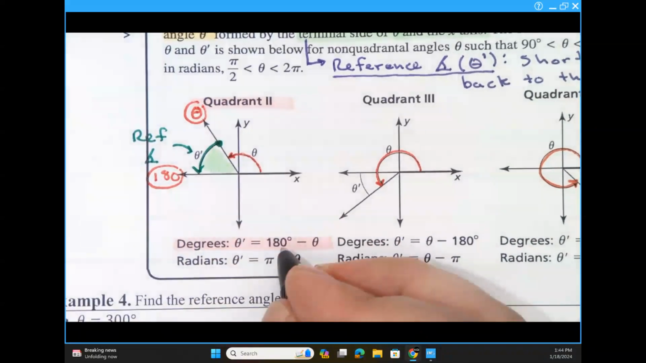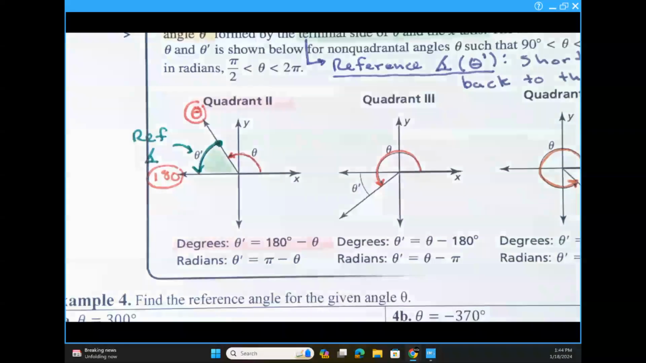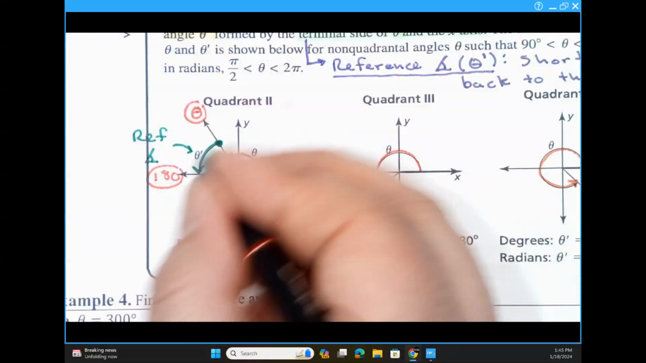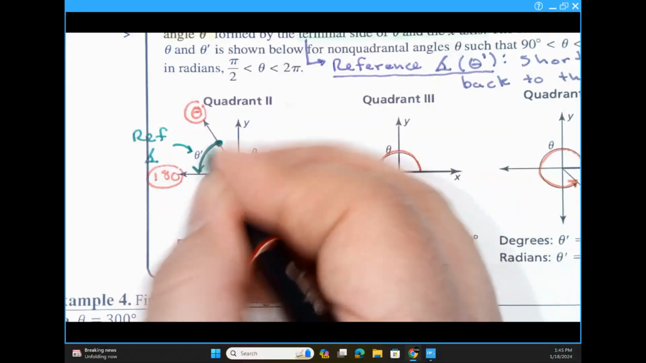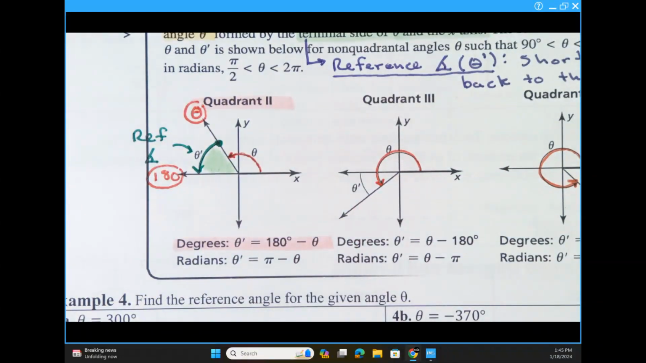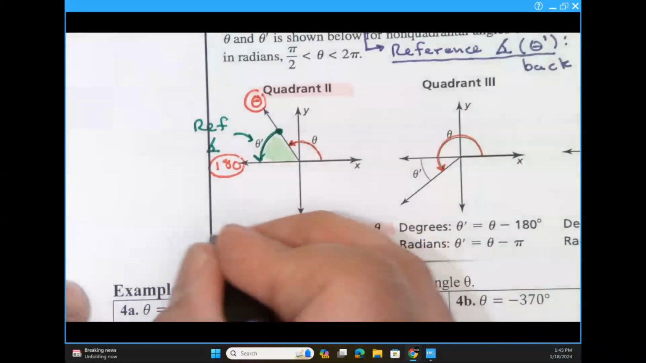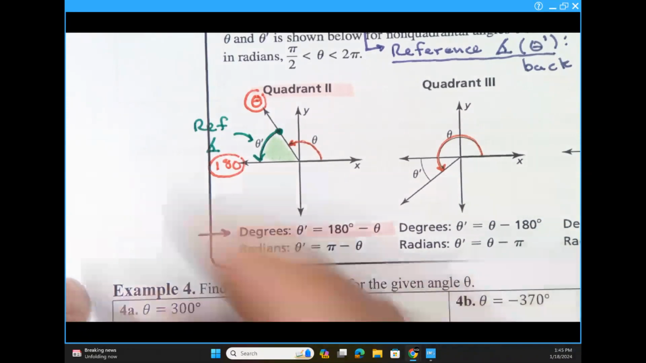It says you would go 180 and then take away whatever this angle is. Well, that makes sense. We learned that in geometry. If I know the entire angle is 180, I'll take off this red angle theta, and that should leave me with an angle less than 90. So if you notice, all we have to do is just do a little bit of subtraction. That's all we need. In fact, let's make that a little note here. So this is our rule on how to find a reference angle.